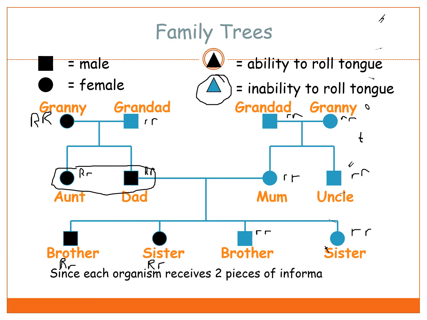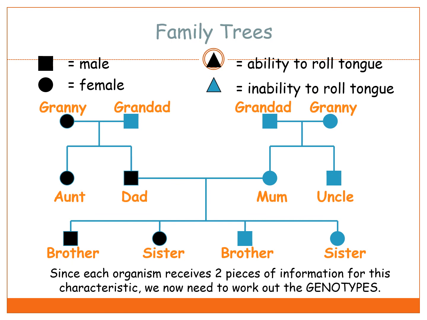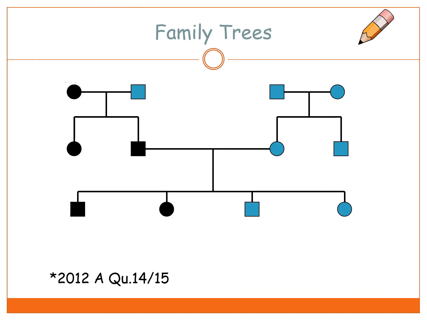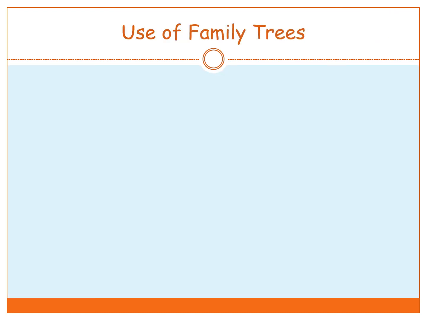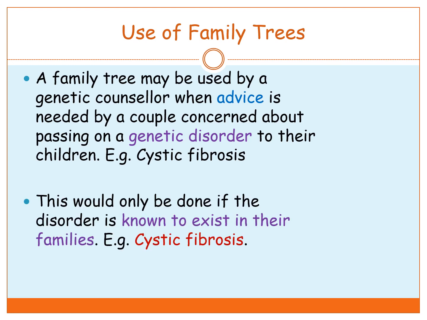So since each organism receives two pieces of information for this characteristic, we need to work out the genotypes, which we have just done. So well done if you managed to do that without my help. So a family tree might be used by a genetic counsellor when advice is needed by a couple concerned about passing on a genetic disorder to their child. So for example, cystic fibrosis. This would only be done if the disorder is known to exist in their families.